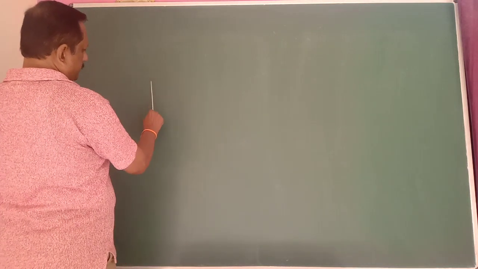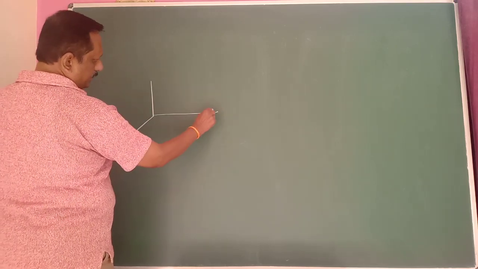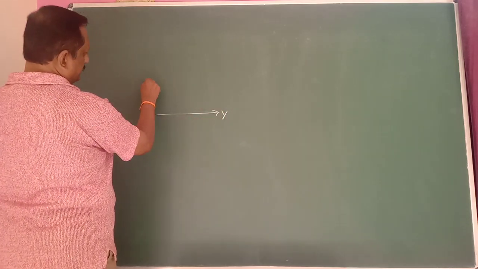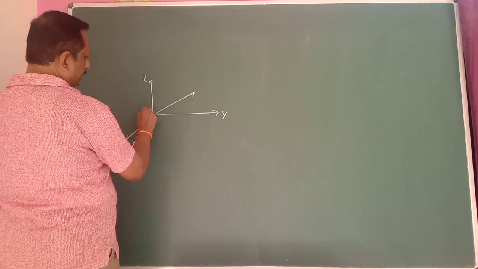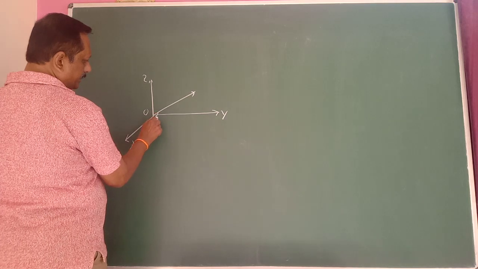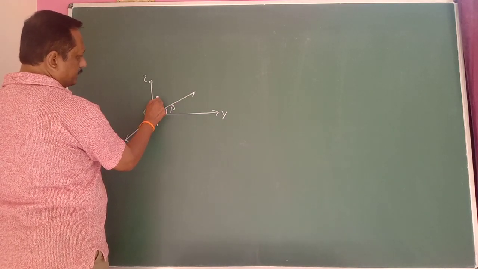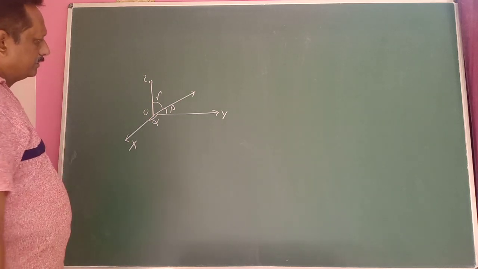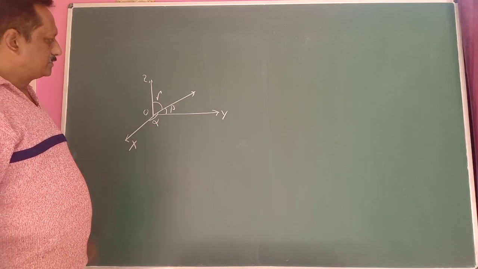So you know that this is the x axis, this is the y axis and this is the z axis. This is a directed line. This line makes angle alpha with the x axis, beta with the y axis and gamma with the z axis. Hence cos alpha, cos beta, cos gamma are the direction cosines.